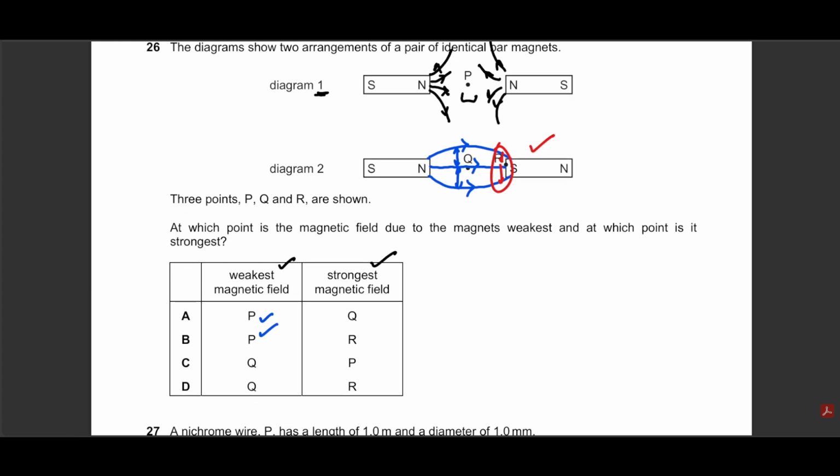And that is exactly what is going to happen when you're close to any pole, not just south, but any pole. They're also stronger here as well. But since that point isn't mentioned, we'll have to make a choice between R and Q, and this will be R in our case, which makes option B the right answer for this question.